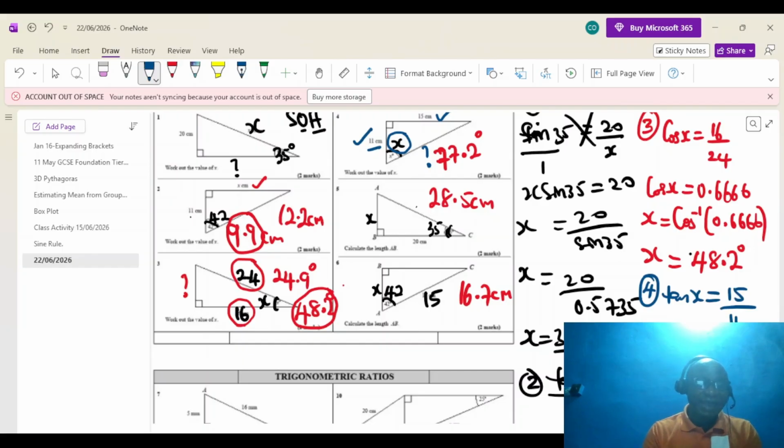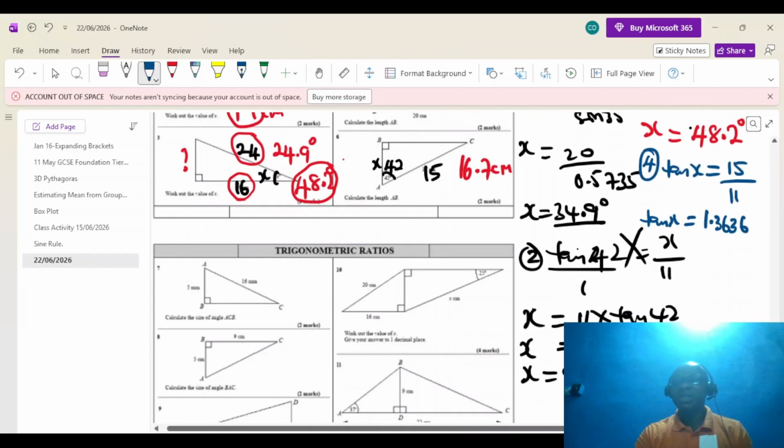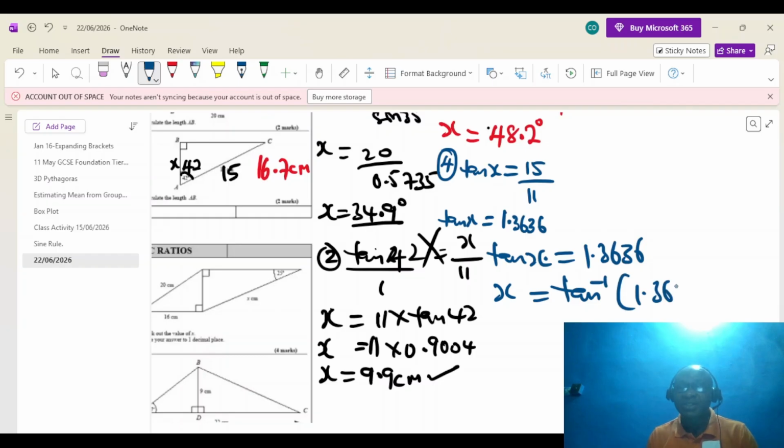So I will divide now 15 by 11, and it's going to give me 1.3636, and that is now equal to tan x. Sorry, let me scroll it up well. Yeah. So this is it. Tan x is gotten to be 1.3636. Therefore, x alone will now be the tan inverse of 1.3636. So that is what will be the answer.